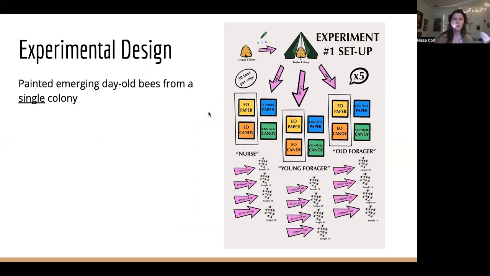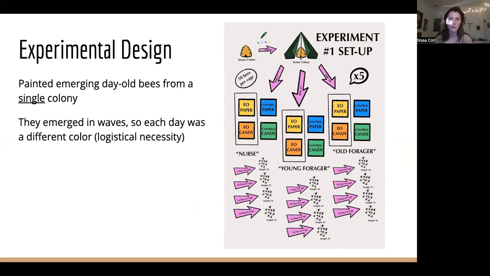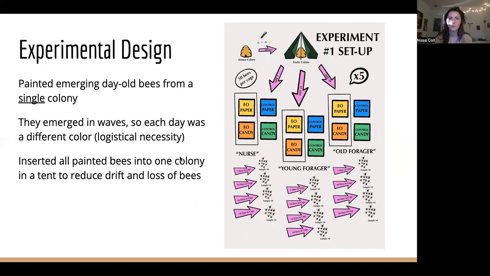I painted emerging day-old bees from a single colony, which I've shown here as the donor colony. And the bees actually emerged in waves. So each day that they emerged, I painted them a different color, which was a logistical necessity because I could only get 1,000 bees from one colony to emerge on a given day.